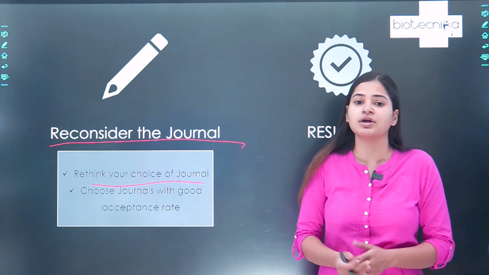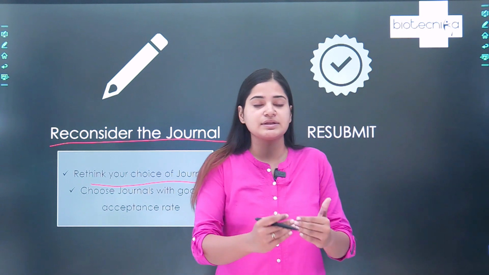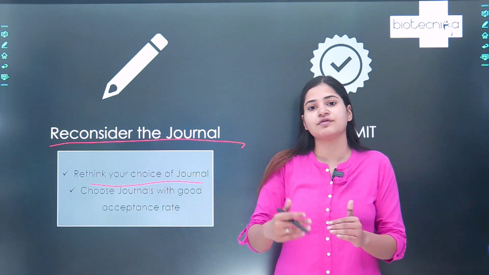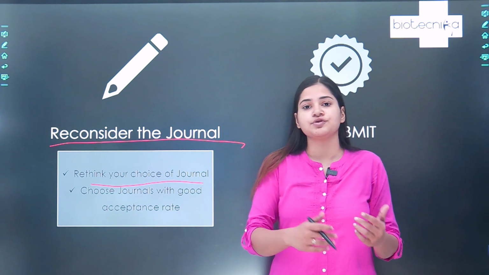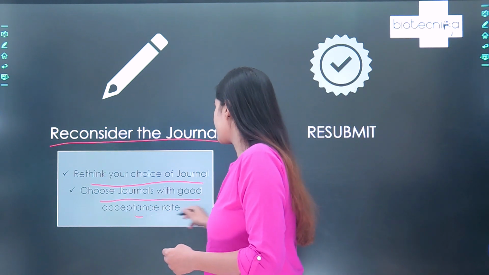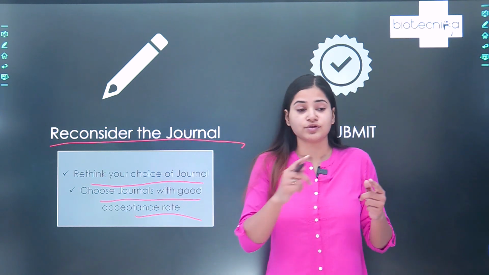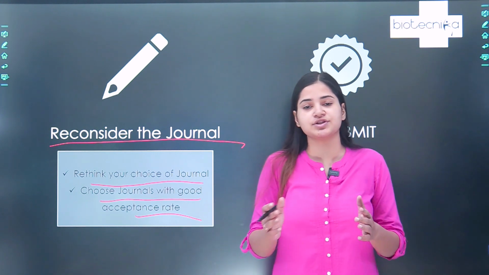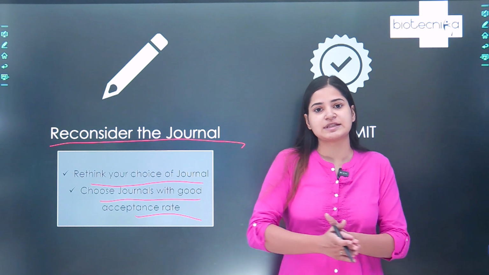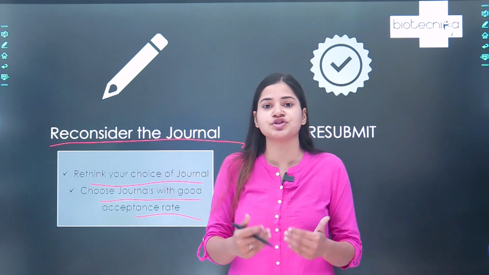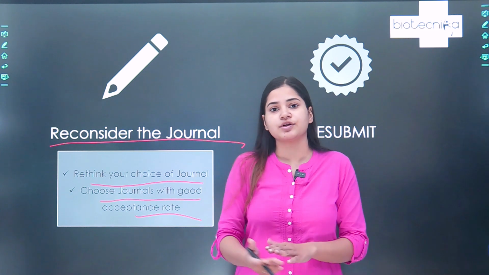It's really important. If you feel your paper is getting rejected, in that situation you should rethink and try applying to other journals. The second thing is choose journals with a good acceptance rate. Basically, don't switch to a journal which again has a low acceptance rate. You should choose a journal that has a good acceptance rate, because it will increase the chance of your paper being selected.